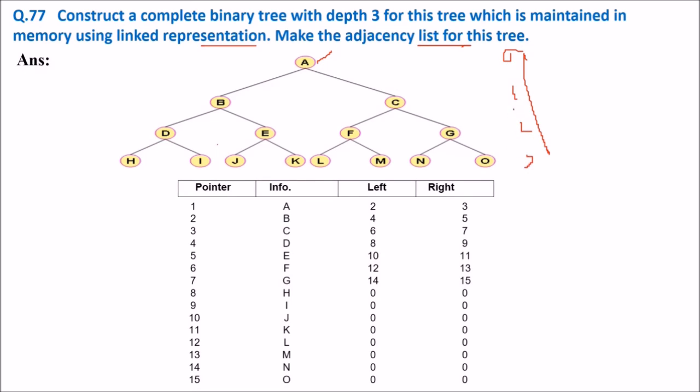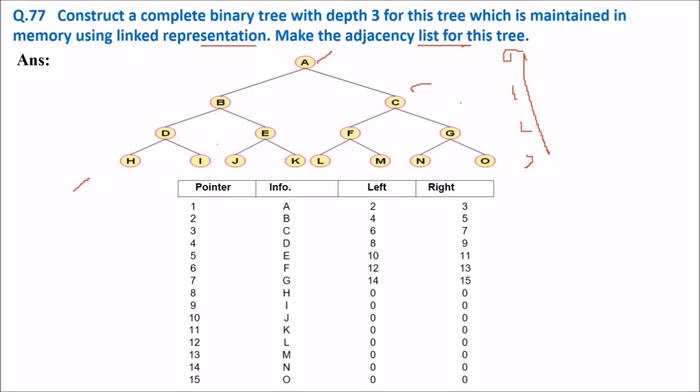So this is the depth of this tree and this is complete. How can we say it is complete? Because all the internal nodes other than the leaf nodes have exactly 2 children, that is left and right.